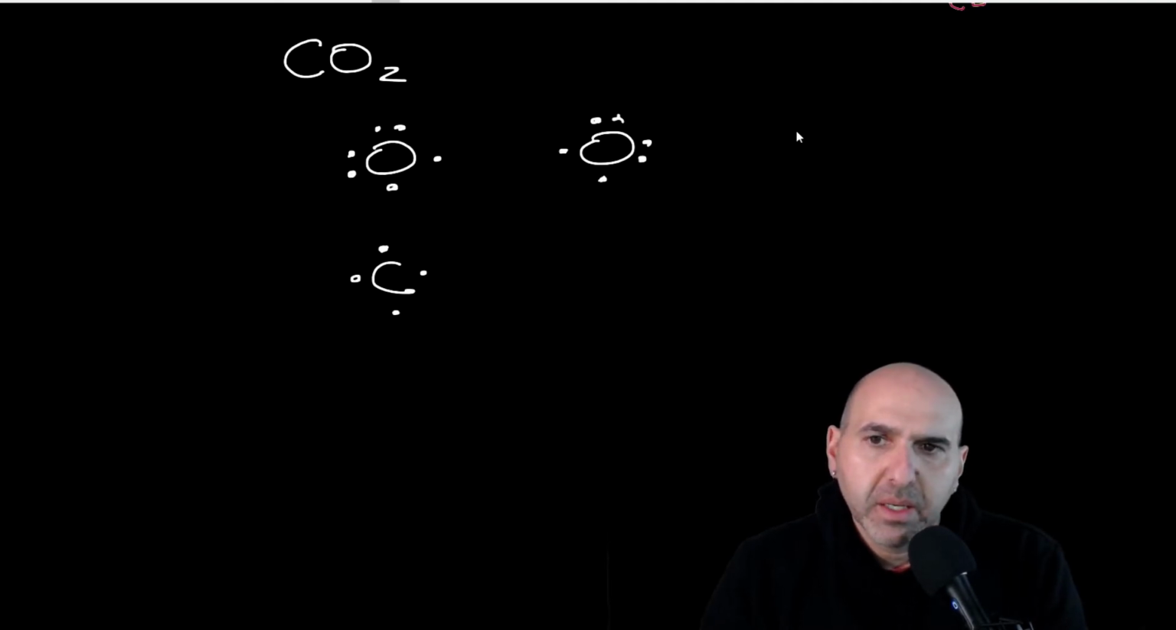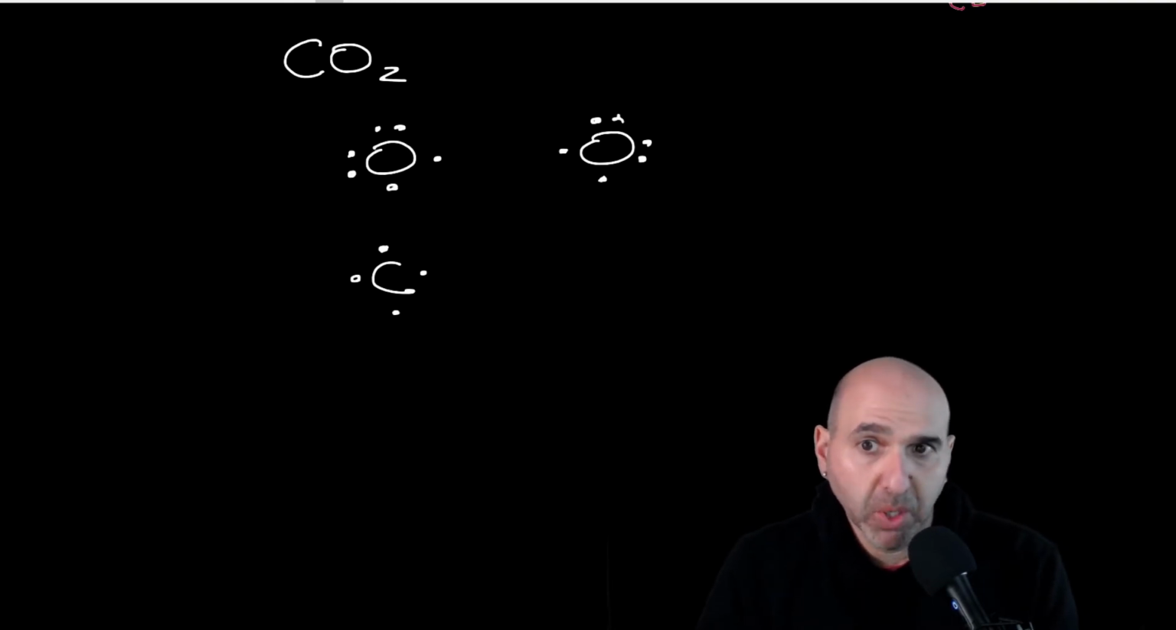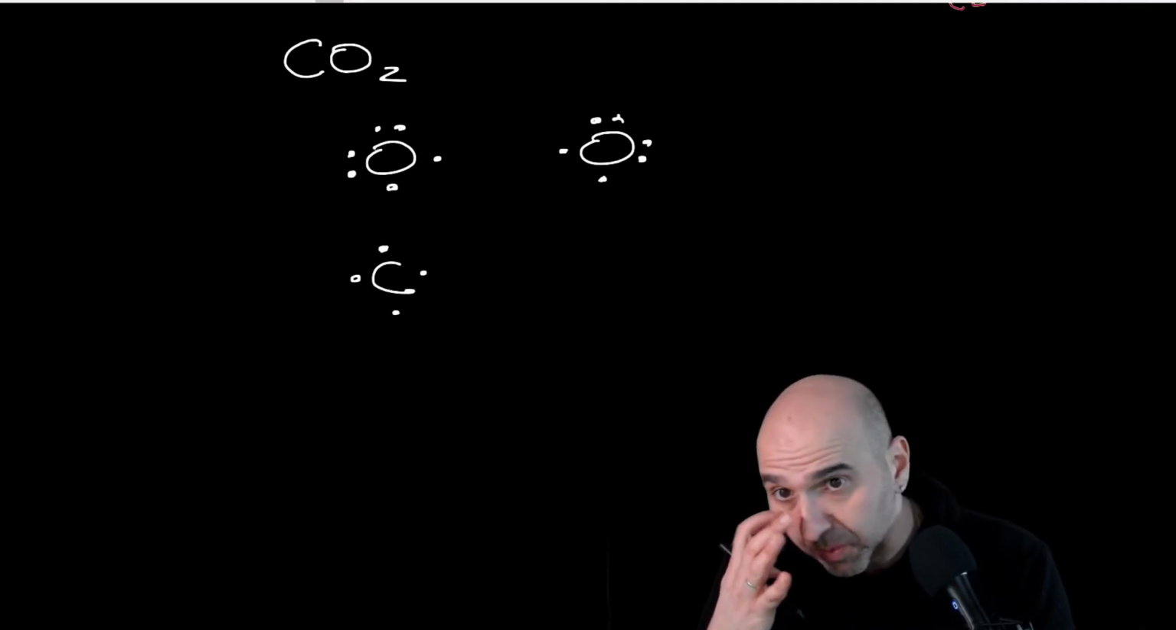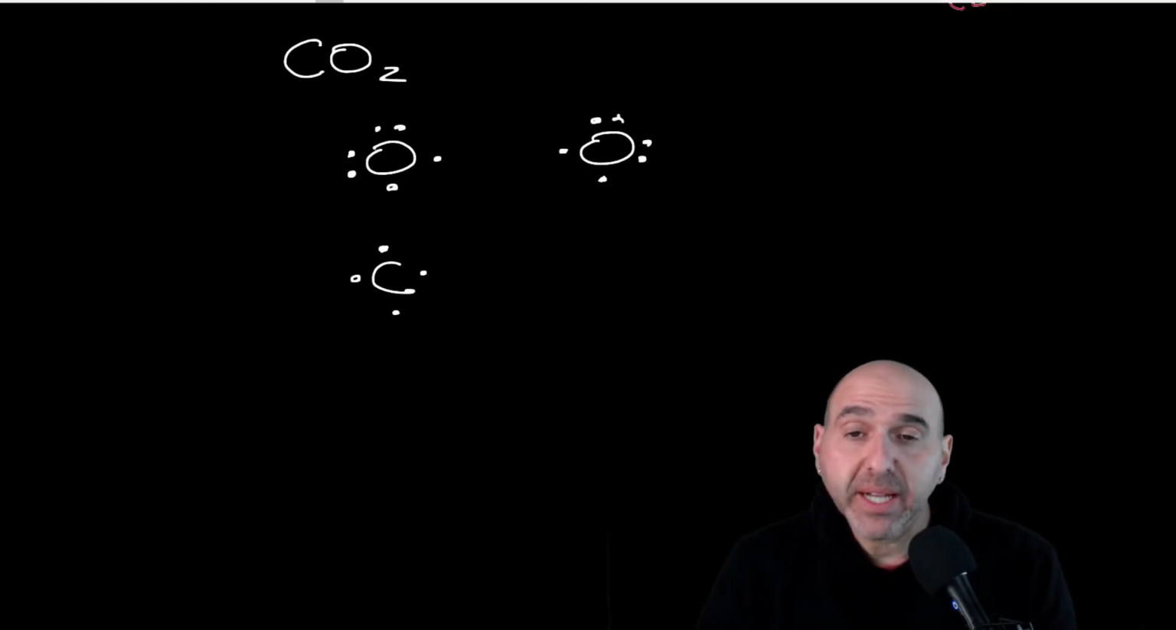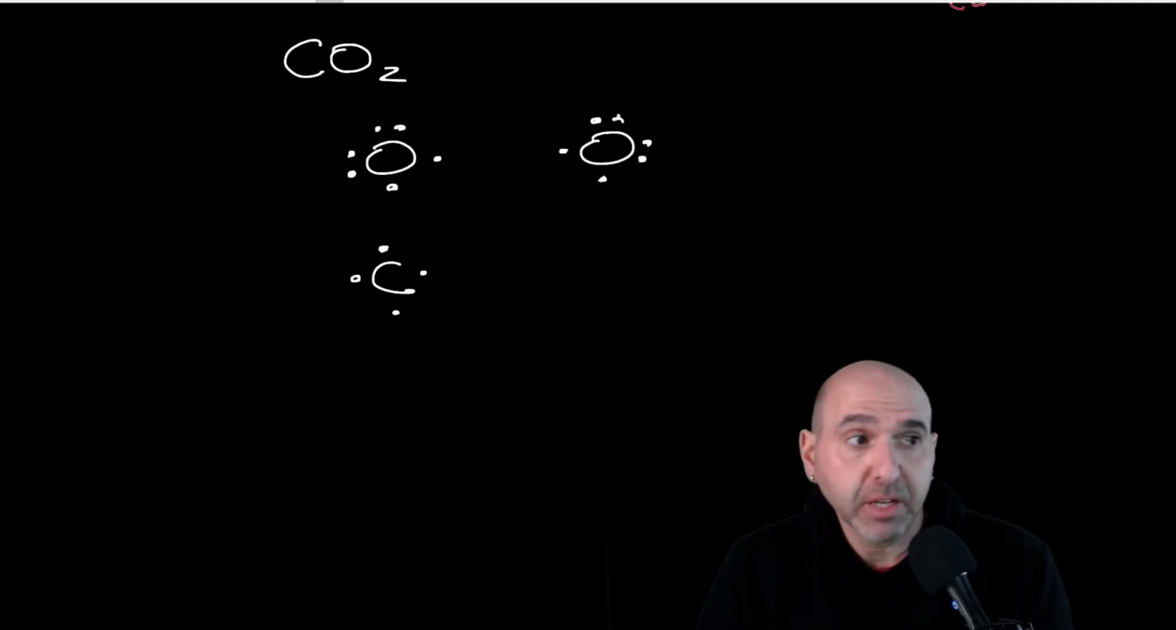Now, as a rule, the atom that can make the most bonds is going to be what we call the central atom, the atom that's in the middle. And there are a number of different ways that we can connect, for example, a carbon to 2 oxygens. I can think of a few different ones.